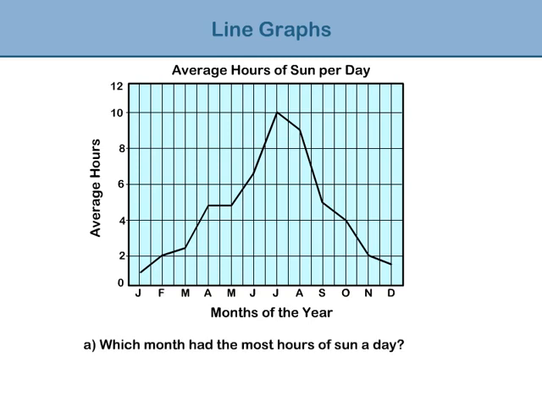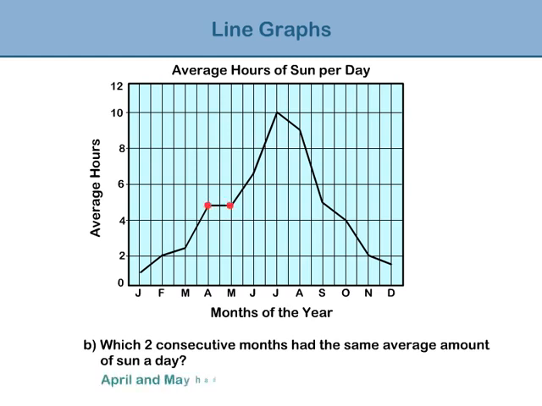A. Which month had the highest average hours of sun a day? We can see that the highest point on the graph is July, so July had the most hours of sun a day. B. Which 2 months had the same average hours of sun a day? The graph is flat between April and May, which shows that April and May had the same average amount of sun a day.